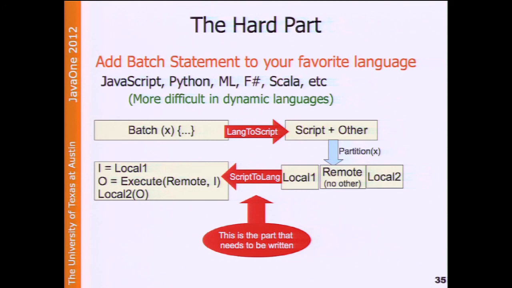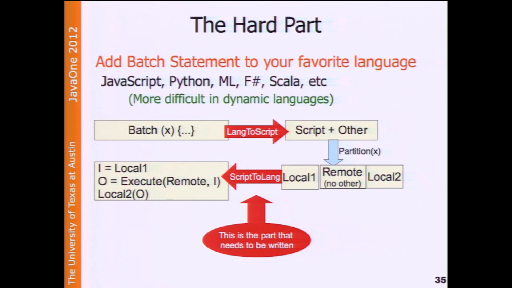What actually happens under the covers is that the source code of the original language gets converted into a script with an other node that represents all the stuff that can't be in the batch script. There's a partitioning algorithm that's written as a library that you can run. It kind of creates the three stages, the local part, the remote part, and the local part. The remote is guaranteed to not have any other nodes in it because those are, by definition, things that can only happen in the client. And then that gets rewritten back into the little pattern here, the batch execution pattern, where it calls the local stuff to create the script and the local inputs, executes the remote part, gets the outputs, and then post-processes them.